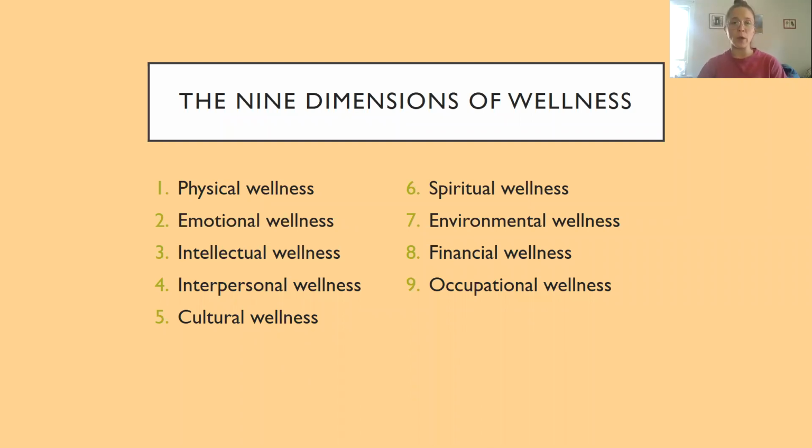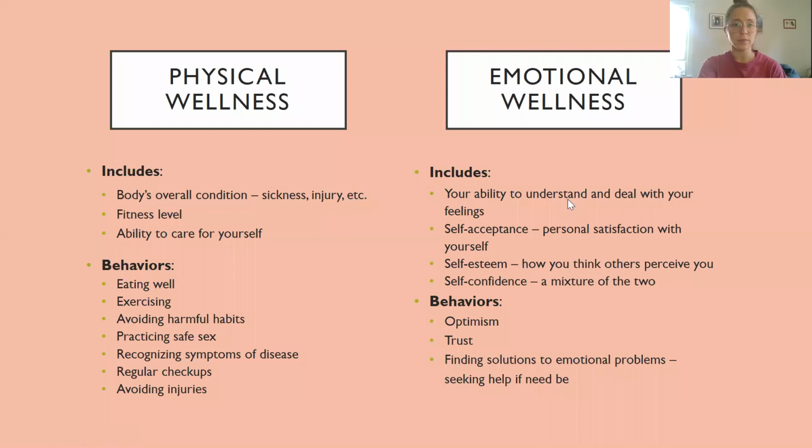Okay. So our 9 dimensions of wellness, we have physical wellness, emotional, intellectual, interpersonal, cultural, spiritual, environmental, financial, and occupational. So physical wellness, this includes your body's overall condition, how sick you are, how well you are, if you get sick quite often, if you don't, injury, anything like that. It also includes your fitness level, so how often you exercise or participate in sports, and it includes your ability to care for yourself. So everybody has a different level of self-care ability, just depending on our physical health and capabilities. So that'll differ from person to person.